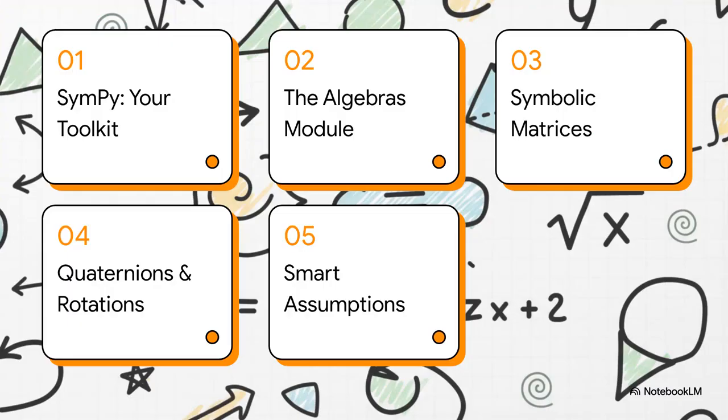Here's our game plan. We'll start with the foundation, the algebras module. Then we'll get into mastering symbolic matrices. After that, we'll take a really fascinating detour into quaternions and 3D rotations. And finally, we'll learn how to make SymPy even smarter using assumptions.